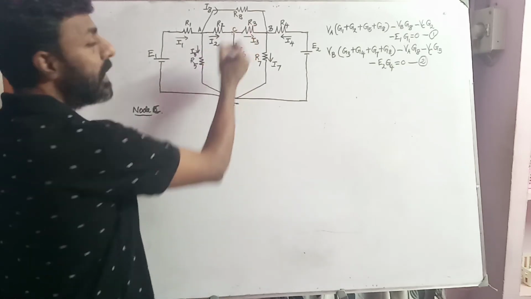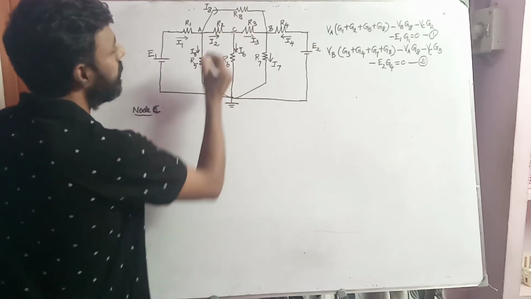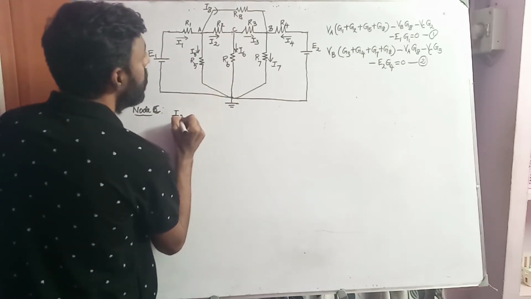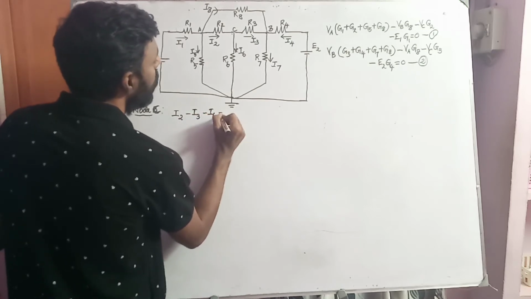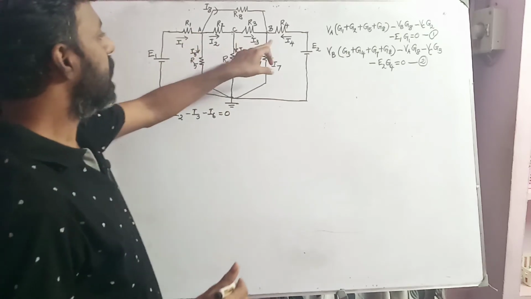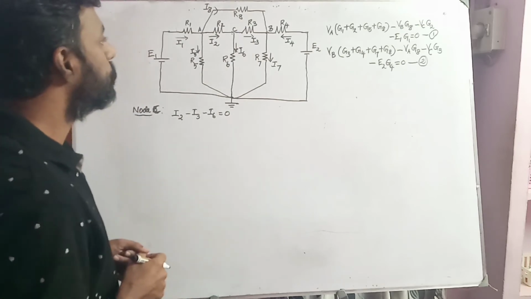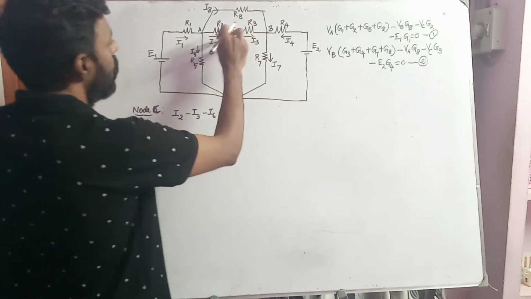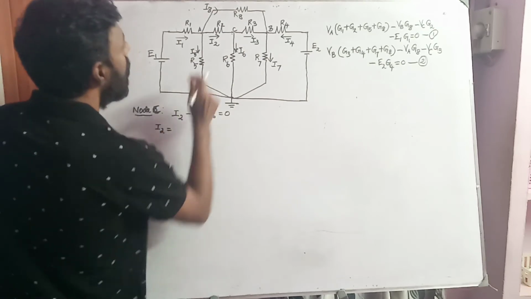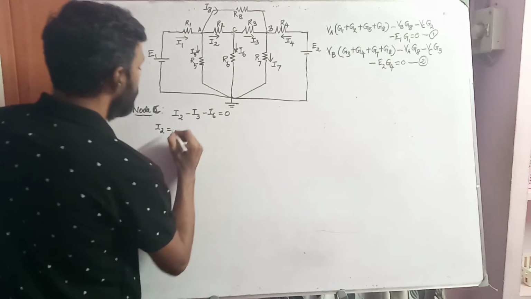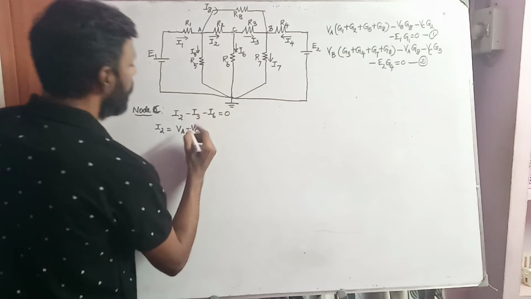So I need to apply Kirchhoff's current law, KCL, at node C. If I apply KCL at node C, it will be I2 minus I3 minus I6 equal to 0. Three different currents are involved in this junction point C. So what is the value of I2? I2 is VA minus VC divided by R2.